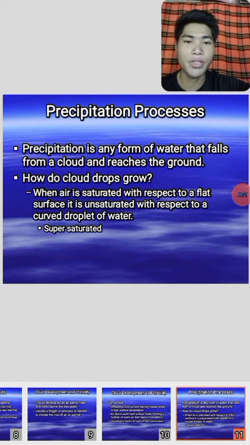The precipitation process: precipitation is any form of water that falls from a cloud and reaches the ground. So how do cloud drops grow? When air is saturated with respect to a flat surface, it is unsaturated with respect to a curved droplet of water.